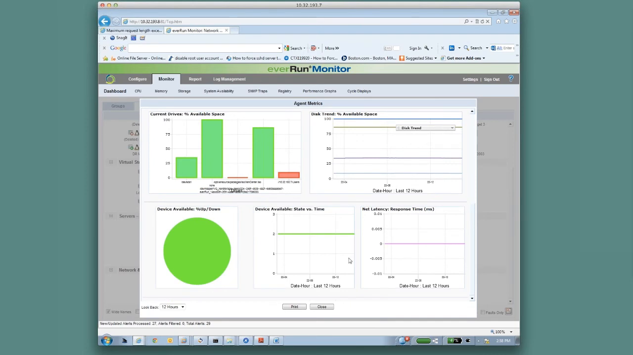And then I can also look at availability. So I can look at, is DOM0 responding to network pings? Is it responding? Is the agent that's inside of it responding? If I start to get an unstable control domain on one of these hypervisors, this is something that the MX aspect of everRun Monitor has been designed to look for.